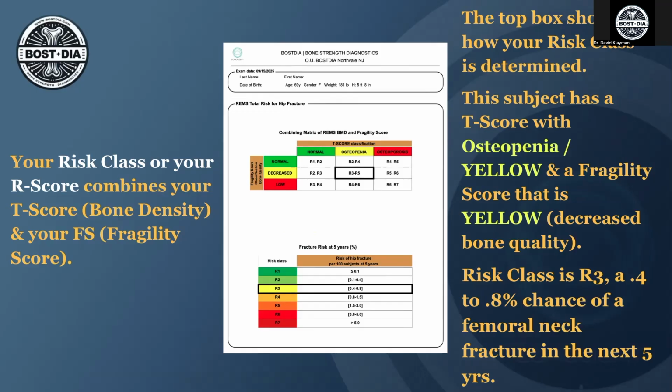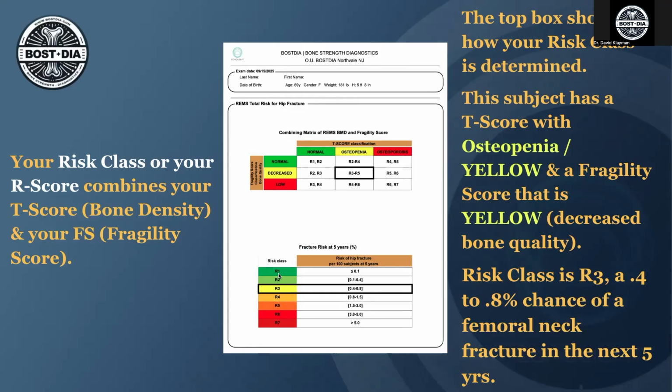Now, to remind you, the femur is the bone that runs from your knee up to your hip. The R3 score indicates that this person has a 0.4 to 0.8 chance of a fracture over the next 5 years. The better the R score is the lower number. So R1 would be the lowest risk of fracture. R7 would be the highest risk of fracture.